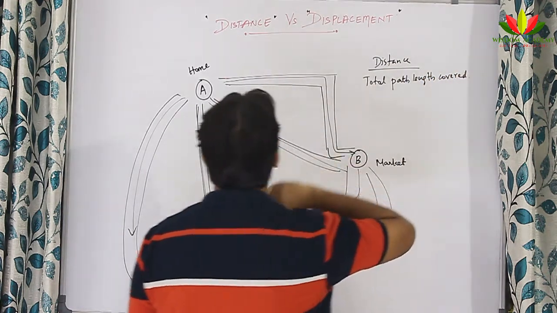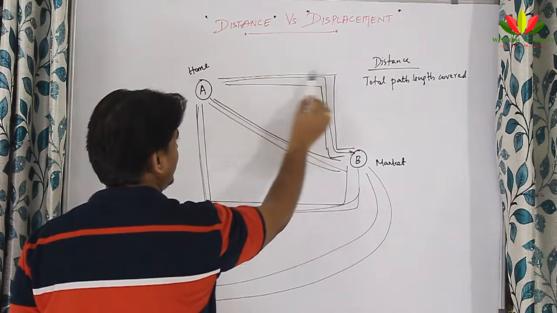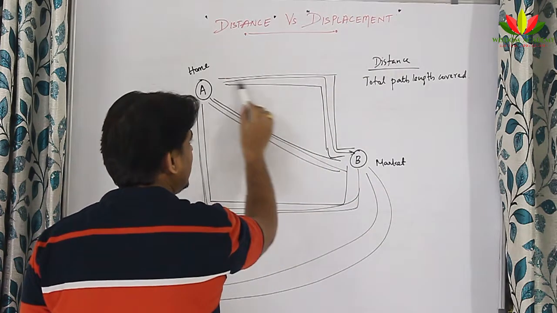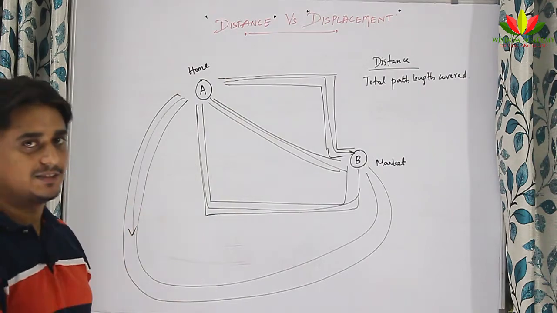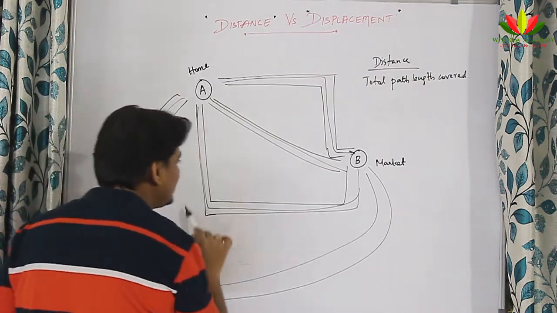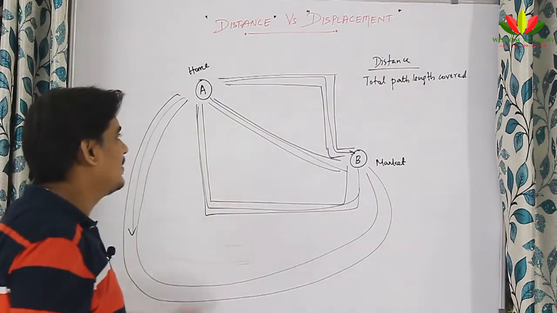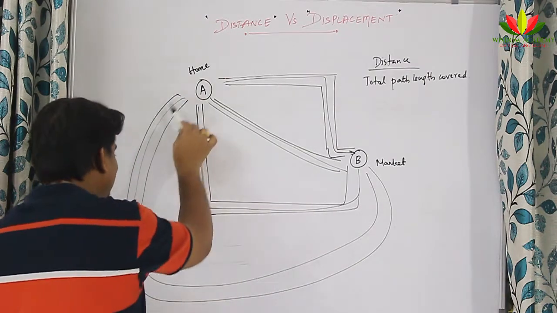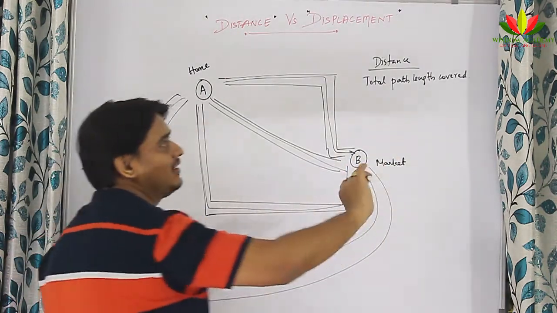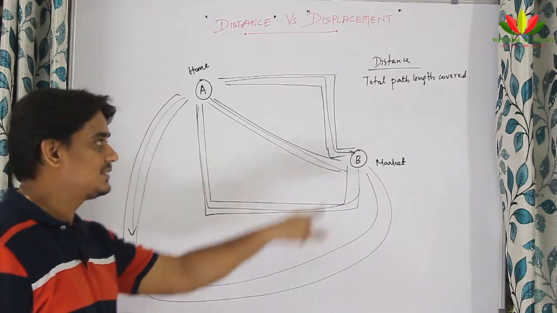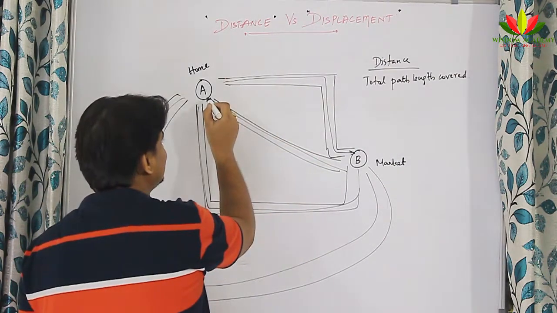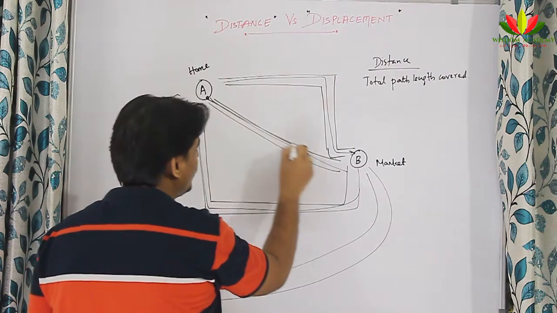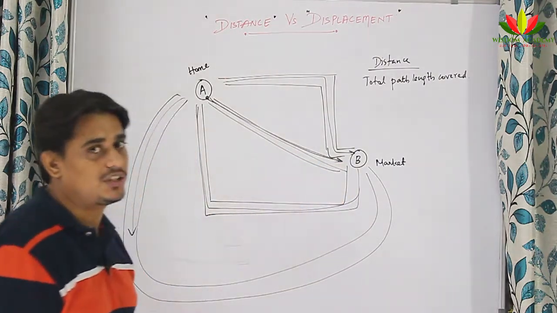That means, if a person is going from here to here, here to here, and here to here, if you add these 3 values, that will be the total distance covered. If you add these 2 values, that is the distance covered if you take this path. If you find this whole length, that will be the distance of this path. But displacement is going from here to here by the shortest route.